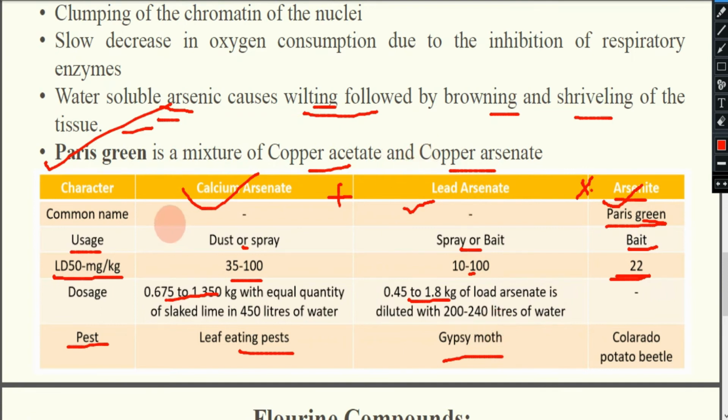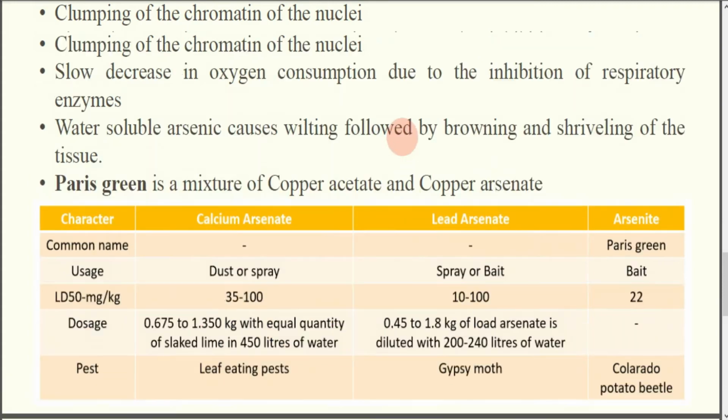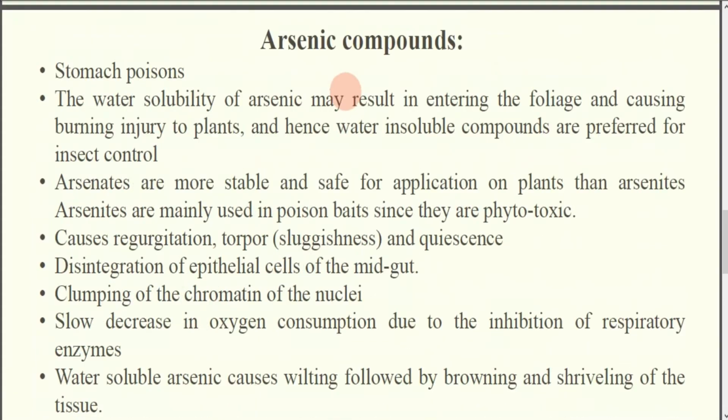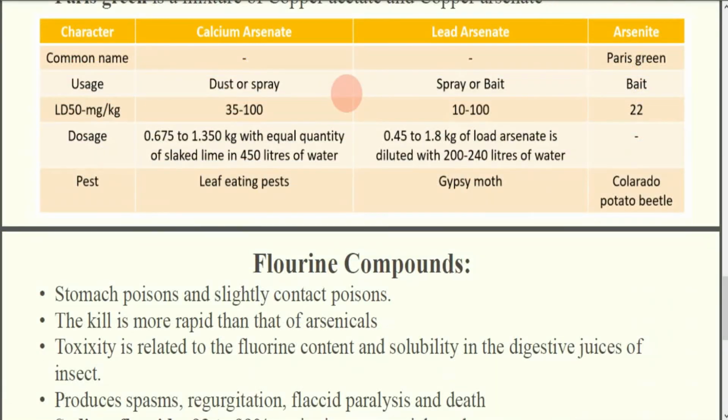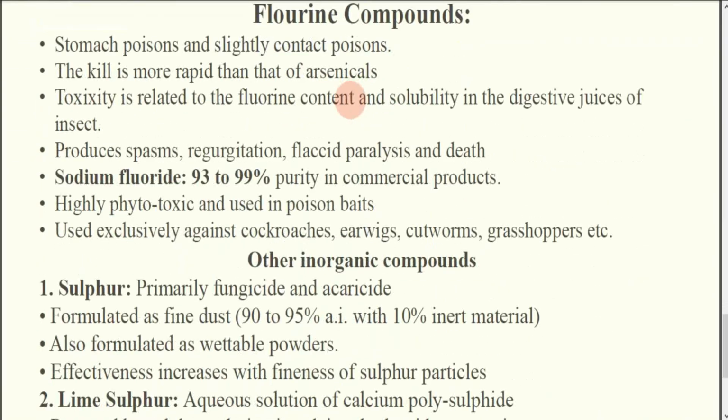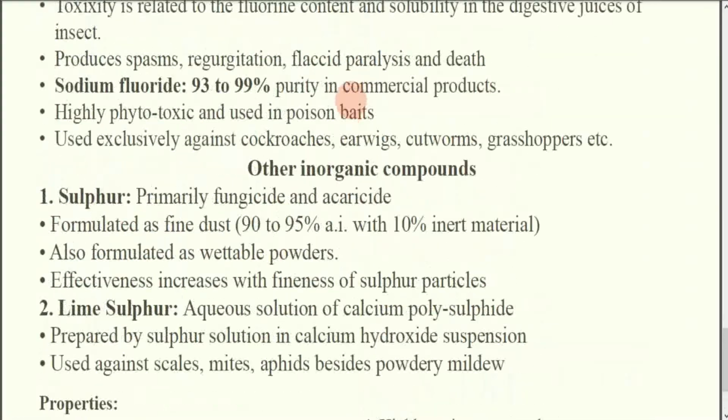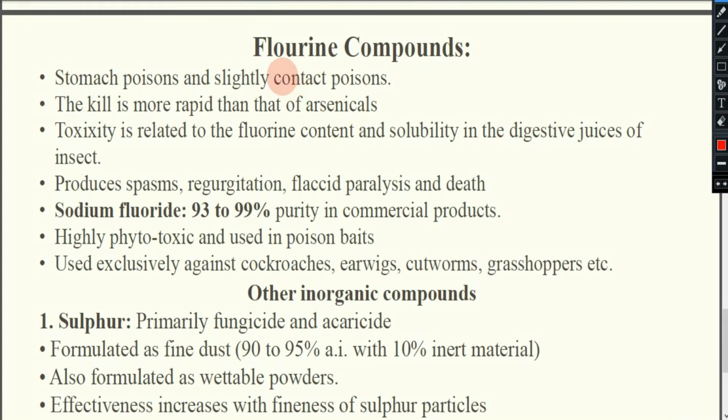Still, you should know that these inorganic insecticides are stomach poisons, and Paris green comes under arsenical compounds. These are phytotoxic when they are arsenite in nature. It may come in the exam. Okay, now coming to the second one, that is fluorine compounds. These are also stomach poisons with slight contact action. These can kill more rapidly as compared to the arsenical compounds, that means the toxicity is more.